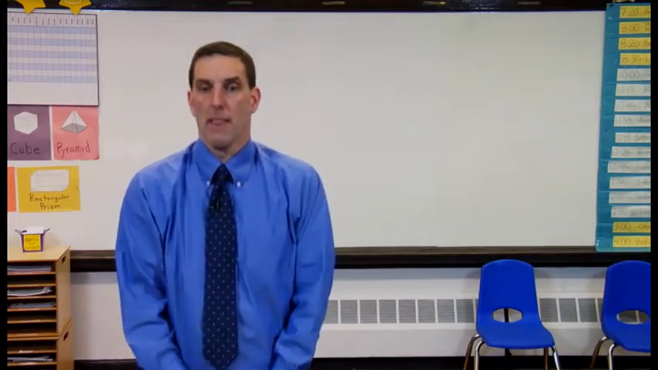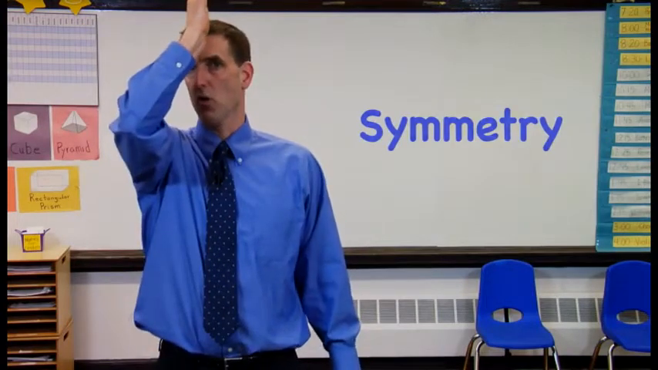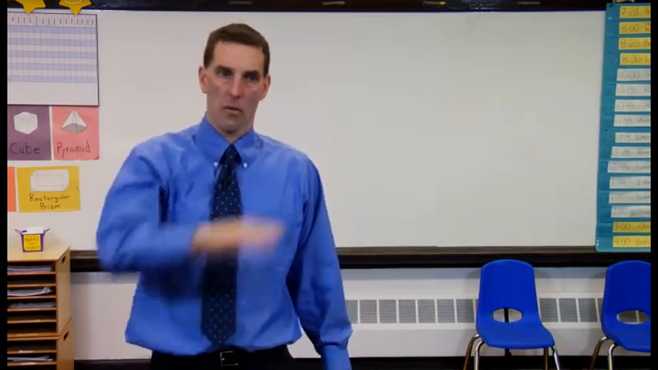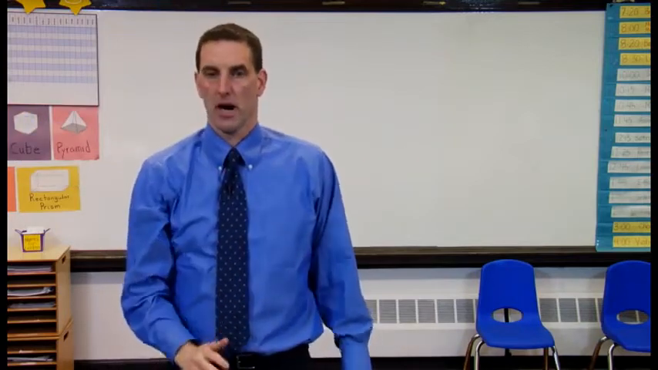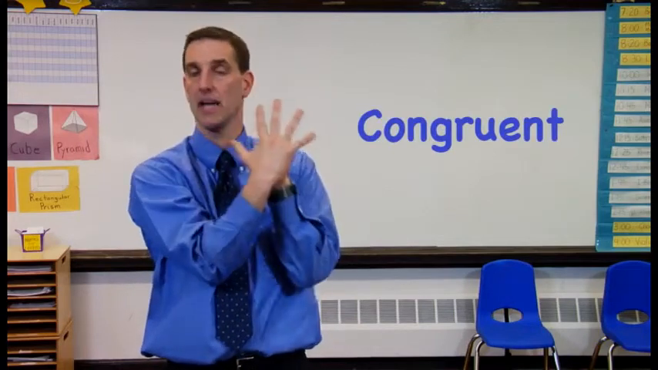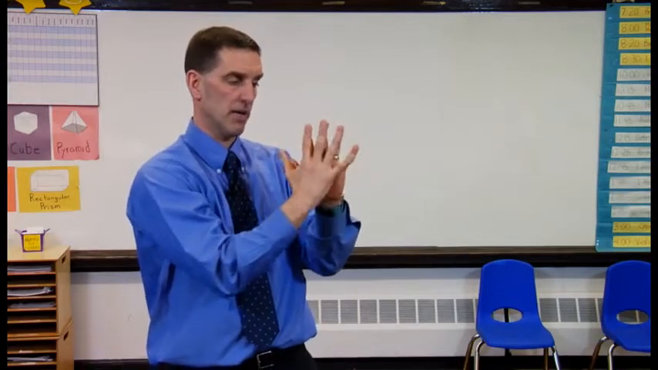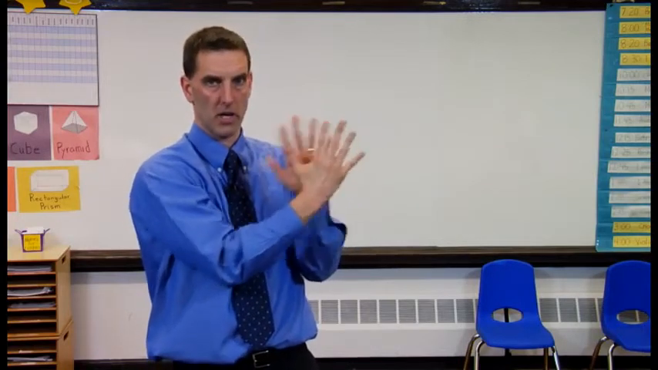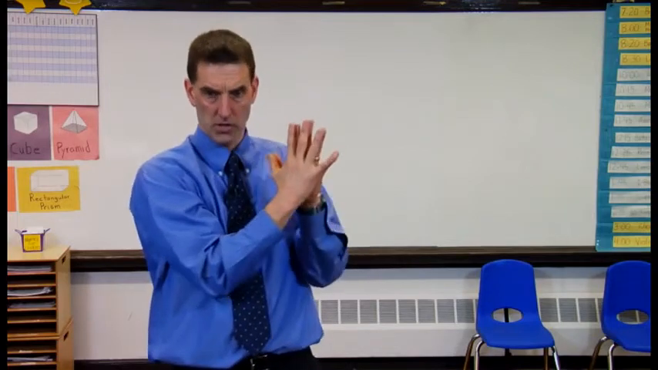Next group of words is symmetry. Now, because we have vertical symmetry this way, we might also talk about horizontal, but this would be vertical symmetry. We've got congruent, same size, same shape. Again, I covered that one in grade 2. So you could talk about sliding it, flipping it, or turning it. Later on, we'll talk about translating, reflecting, and rotating. But congruence is good enough for me.